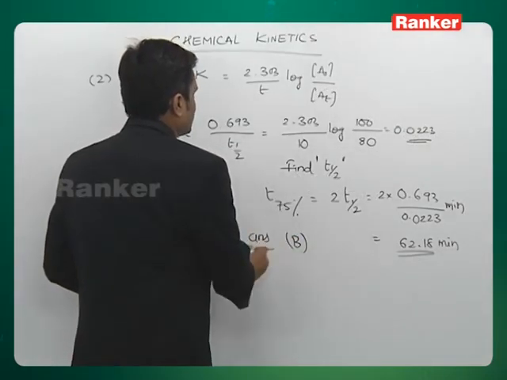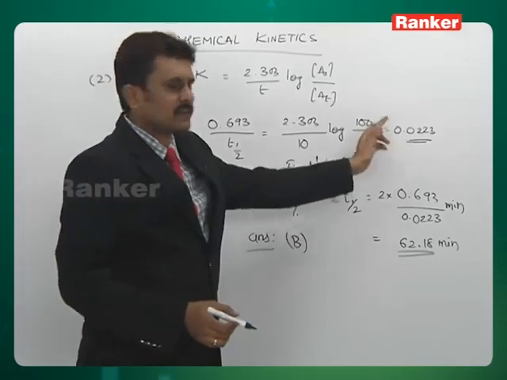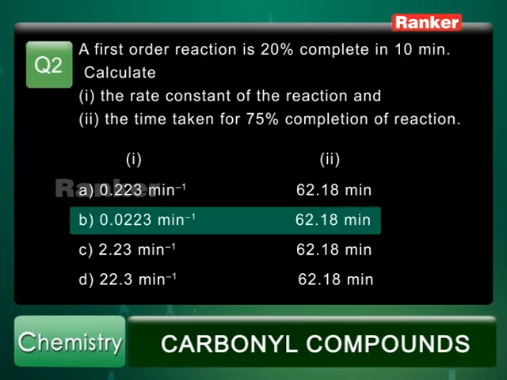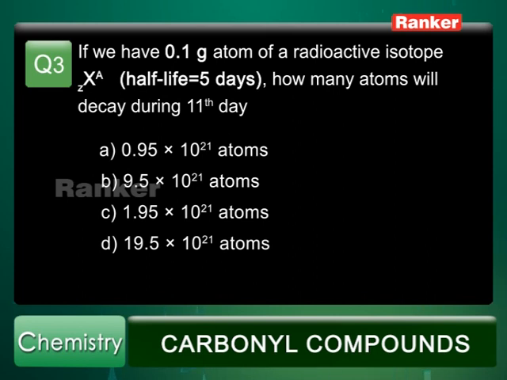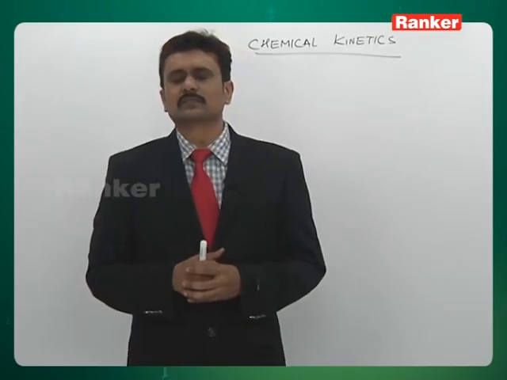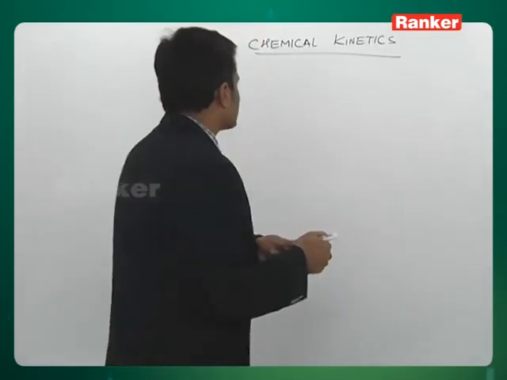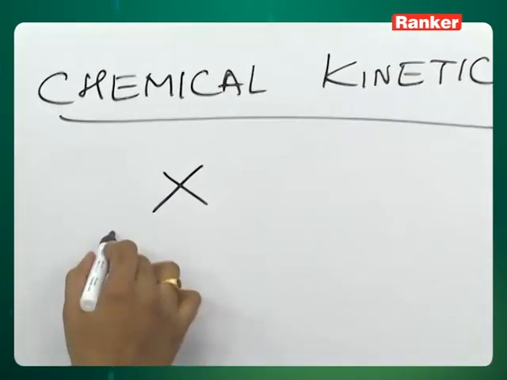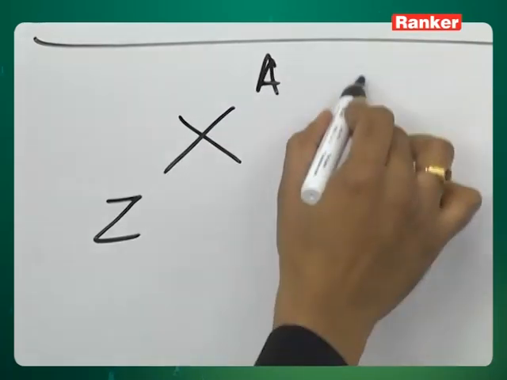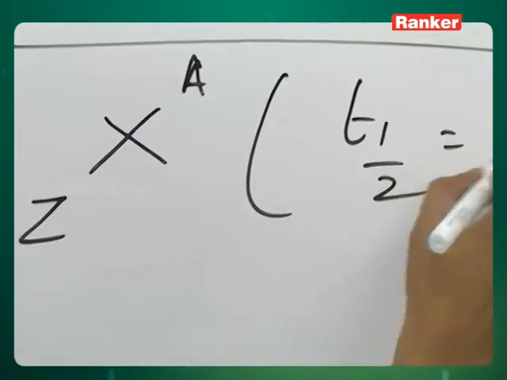As you can see here clearly, we have calculated the value of K as well as the time required for the 75% completion of the reaction. In the third question, we have 0.1 gram atom of a radioactive isotope with half-life period being 5 days. Then you have been asked to find the number of atoms which are decaying during the 11th day. So here, my dear students, we have this radioactivity question where a radioactive isotope with atomic number Z and mass number A is decaying with a half-life period of 5 days.